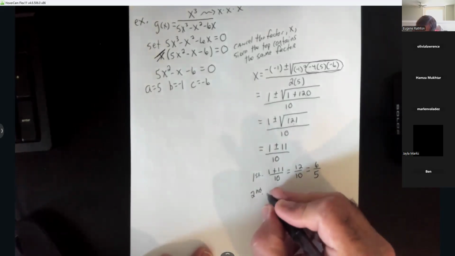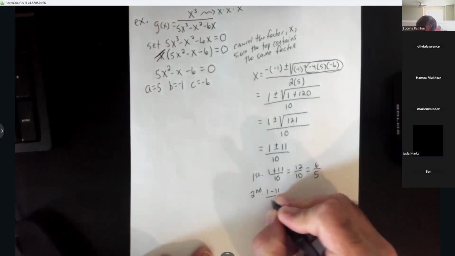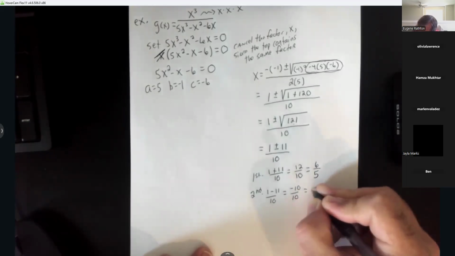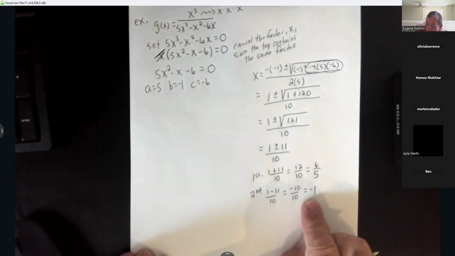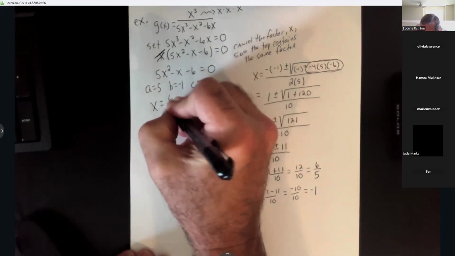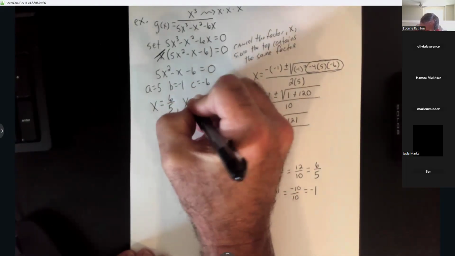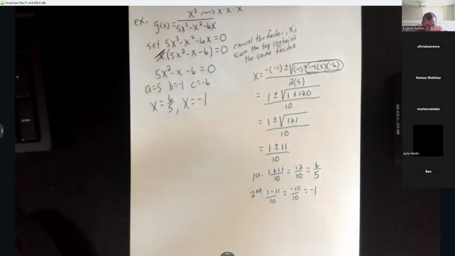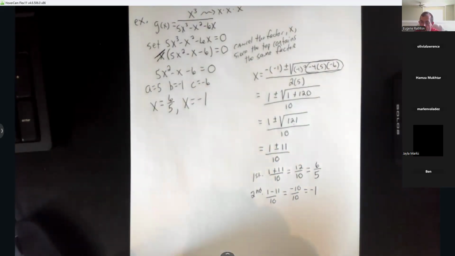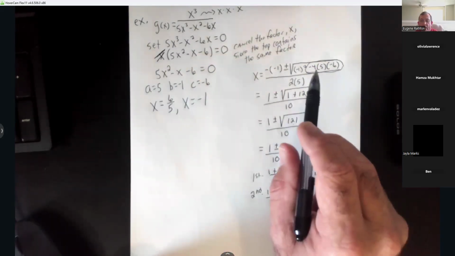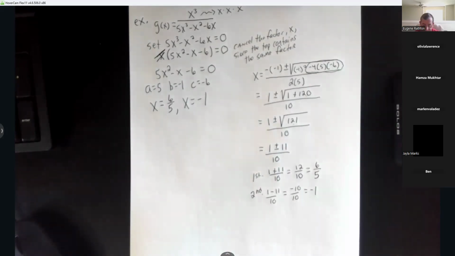And then for the second answer, I would do 1 minus 11 over 10. That gives me negative 10 over 10, which is negative 1. So my vertical asymptotes will be x equals 6/5 and x equals negative 1. So that's where the quadratic formula comes in. When you've got difficult things to factor, knock it out with the quadratic formula real quick, okay?